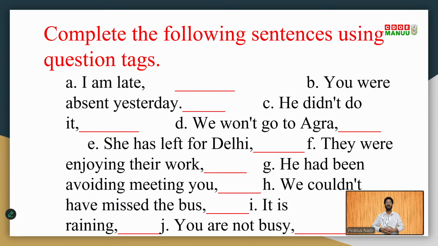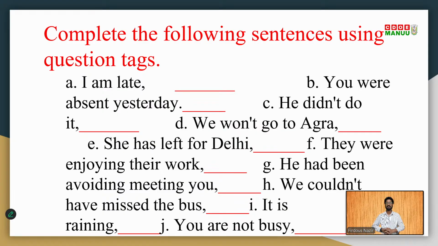We won't go to Agra, will we? She has left for Delhi. Positive statement, negative question tag. Hasn't she? They were enjoying their work. Weren't they? W-E-R-E-N-apostrophe-T, they. Weren't they?